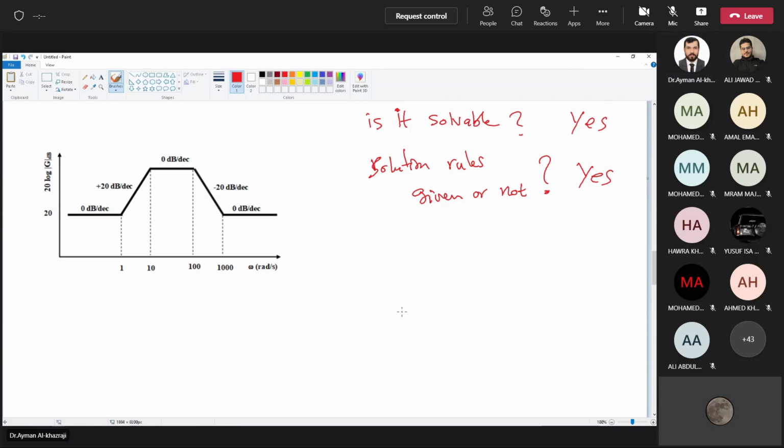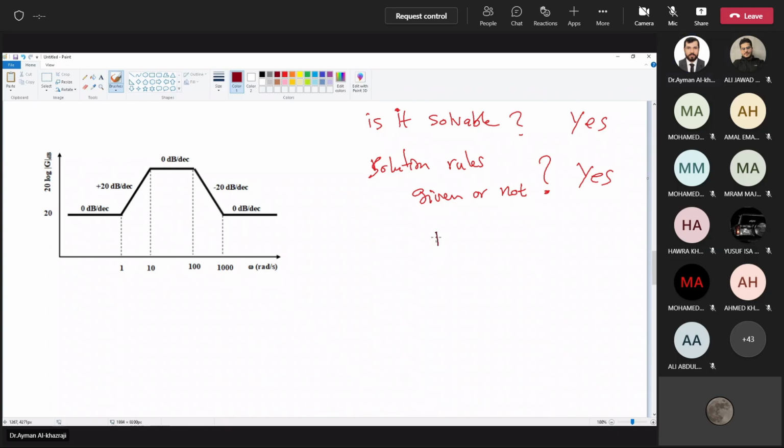Clear or not? Don't jump. The problem, students, I will tell you the secret, why students are stuck here. Because they did not practice and they want from the first look to find the final answer. This is impossible. They want to find the transfer function from the first look. What we have to do is say, okay, where are the rules? Put the rules.